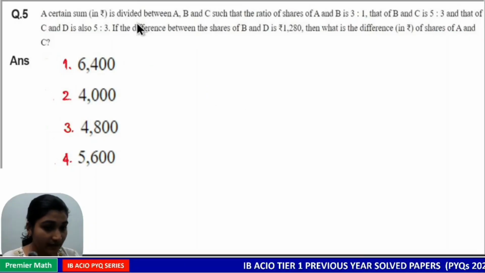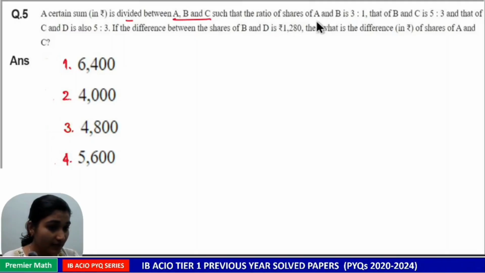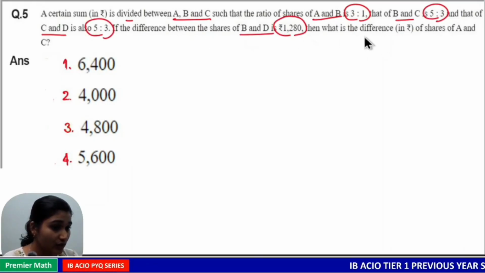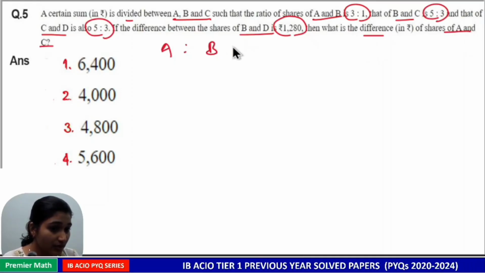A certain sum is divided between A, B, and C such that the ratio of shares of A and B is 3 is to 1, and B and C is 5 is to 3, and that of C and D is also 5 is to 3. If the difference between shares of B and D is 1280, then what is the difference between shares of A and C? Here take the A, B, C, D shares ratio.